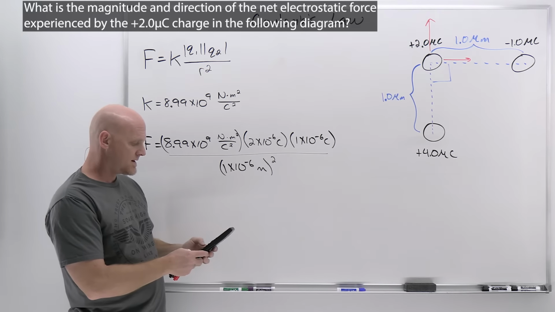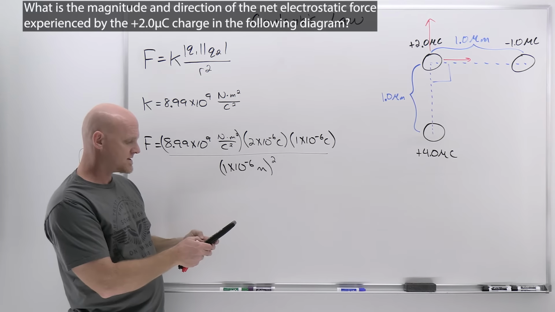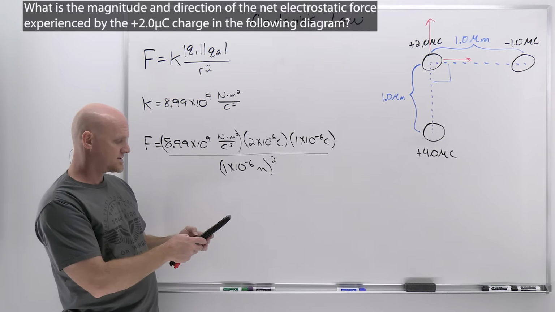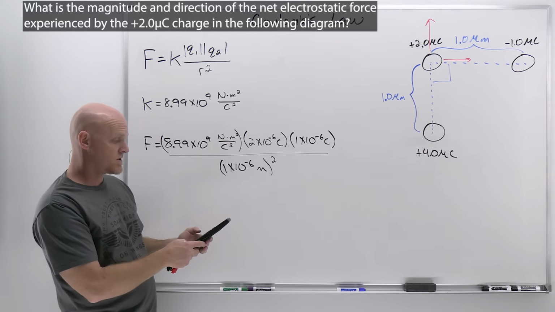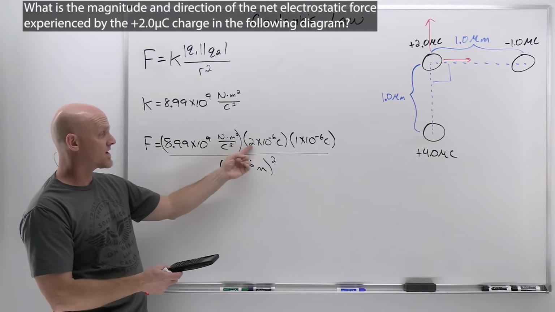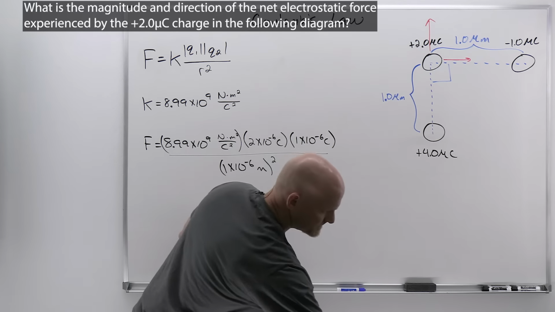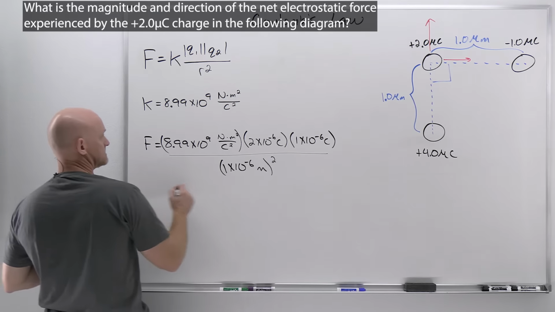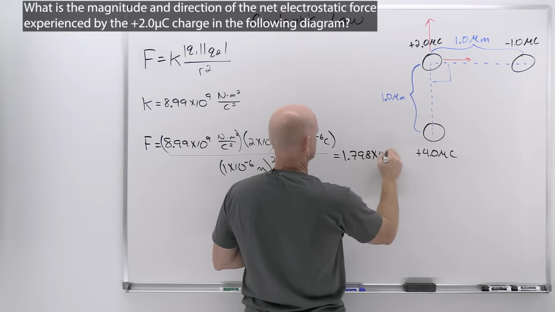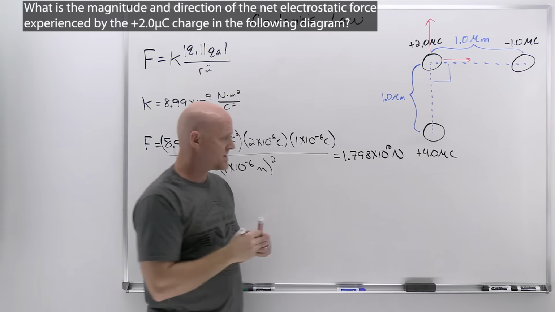So that's ultimately what this is going to come down to. So 8.99 times 10 to the ninth times 2e to the negative 6 times 1e to the negative 6, divided by 1e to the negative 6 squared. Don't forget to square that. And it comes out to, just as if we'd multiplied 8.99 times 10 to the ninth times 2, 1.798 times 10 to the 10th. I'll write that over here, actually. All right, that is a rather large number.